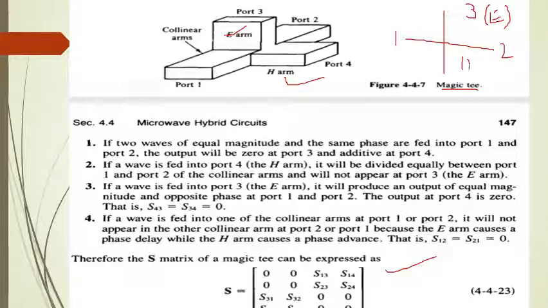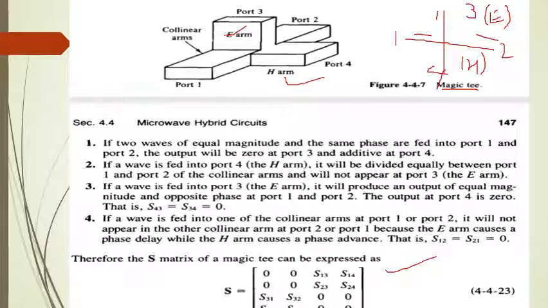Now help me in writing the properties. Very simple. When two signals of equal magnitude and opposite phase enter from P1 and P2, power in P3 will be double because it is opposite phase. So E arm, and power in H arm will be 0. That means this port 4, it will be 0.